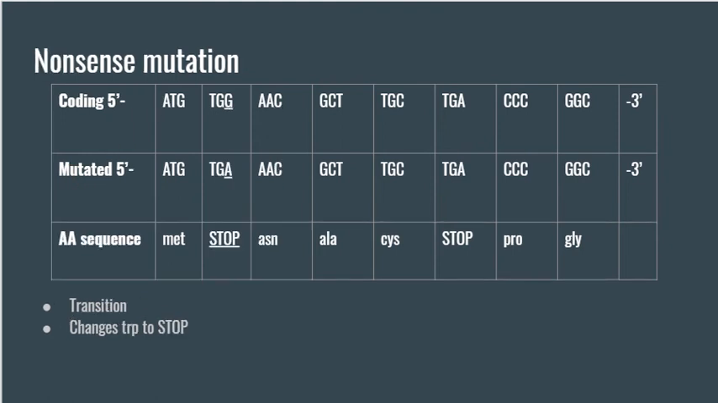The next example of a point mutation is a nonsense mutation. Nonsense mutations change a normal amino acid to a stop codon, causing translation to stop prematurely. Shown here is a normal DNA sequence, and below is the mutated DNA sequence.